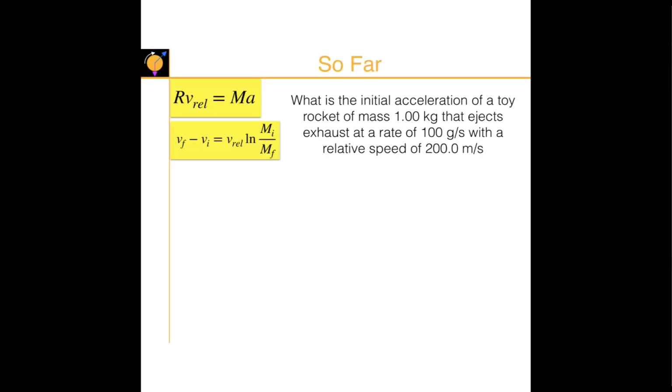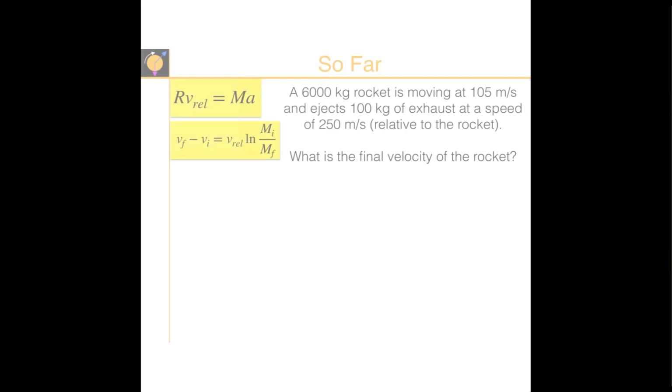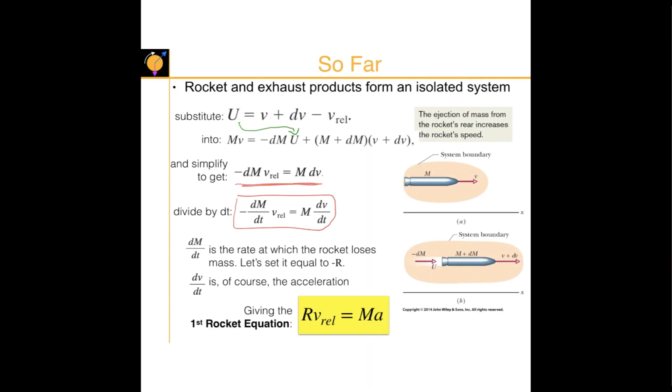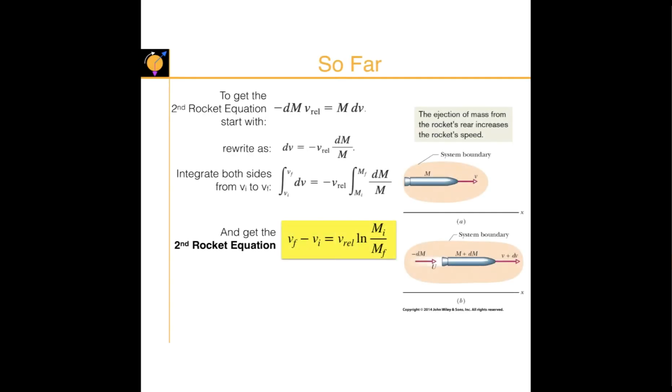We can get a second equation. So let's move one step back before we divide by dt. If we solve this for dv, we have minus v rel dm over m, and we integrate both sides. On this side we integrate between the initial speed and the final speed, and on the right side we integrate between the initial mass and the final mass.